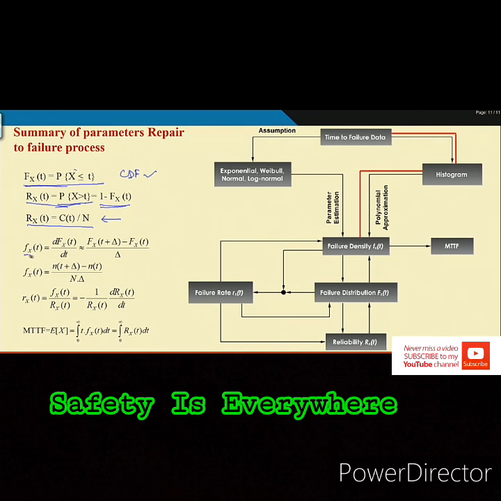And then you have also learned f(t), which is nothing but the derivative of the cumulative distribution function. Using this formula, F(t plus delta), which is the CDF with reference to time t plus delta, minus F(t), the CDF with reference to t, divided by delta. So, if you are conducting experiments, you will have the data available with you.